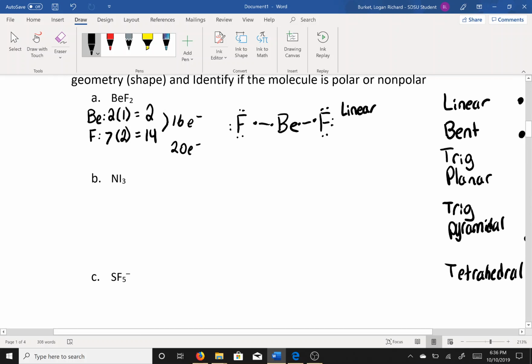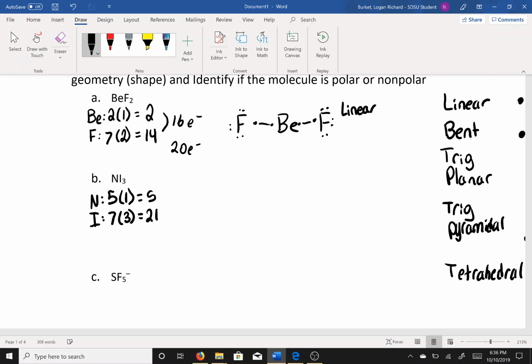So, next one, we have N and I. I has 7. There's 3 I's. It's a total of 21. N has 5. There's 1 N, so it's a total of 5. That totals to 26. So let's draw N as the central atom. I.